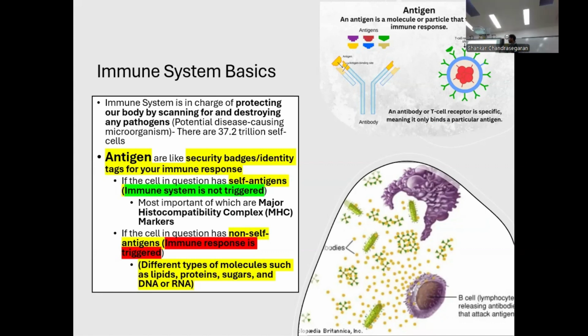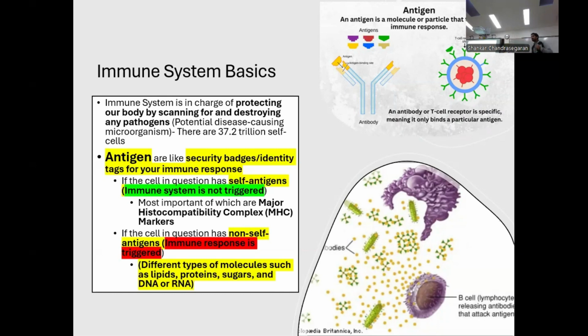So, the body also needs to be able to identify these pathogens even if they're not cells. So they use something known as antigens. One of the easiest ways to think of antigens is either as a security badge or an identity tag. And not just all cells, all pathogens and all cells in your body have them on the surface, and these are used as identity tags.